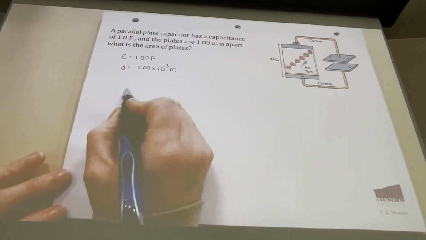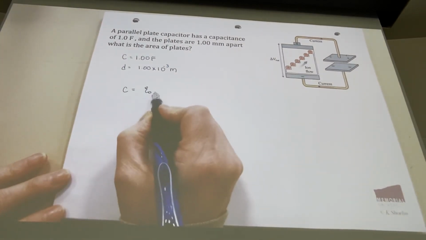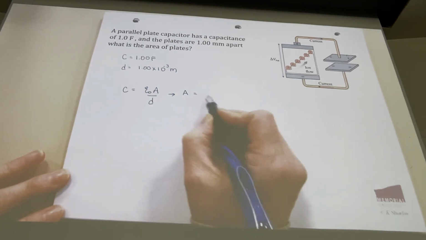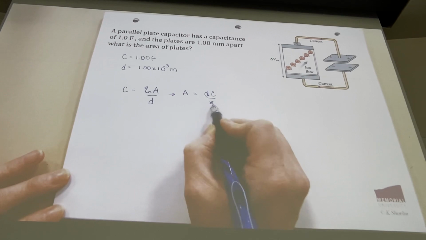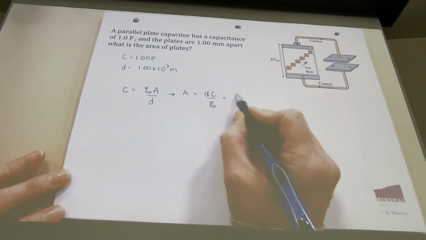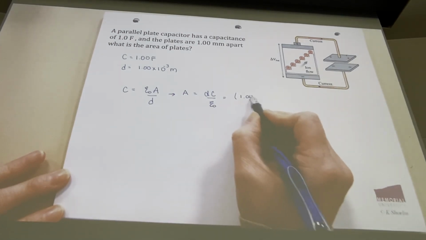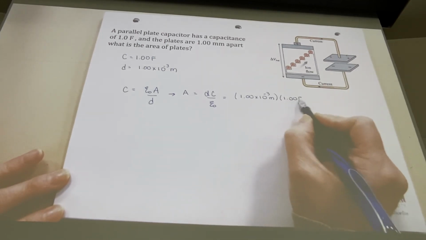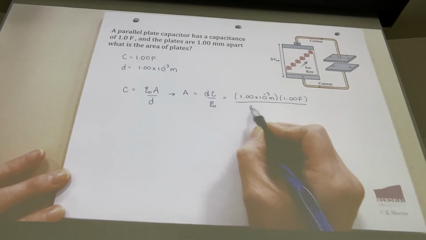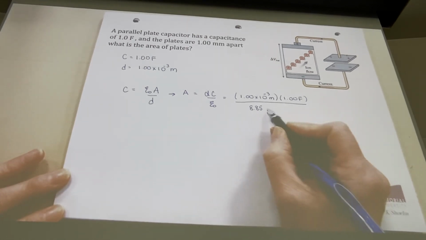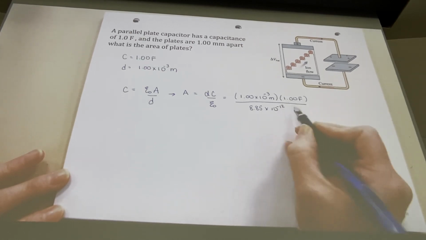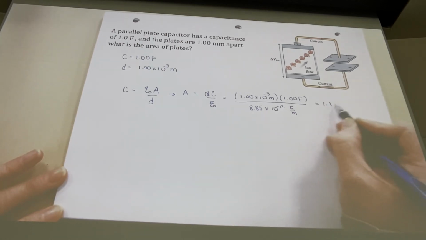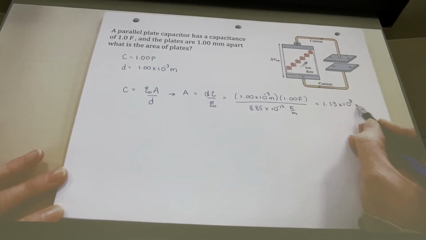So our capacitance C is epsilon naught times the area of the plates divided by d. We're trying to find the area. So that's going to be the plate separation times the capacitance divided by epsilon naught. So we've got 1 times 10 to the minus 3 meters times my capacitance of 1 farad divided by epsilon naught, because there's nothing in between the plates. Alternate units for epsilon naught are farads per meter. That gives 1.13 times 10 to the 8 meters squared.